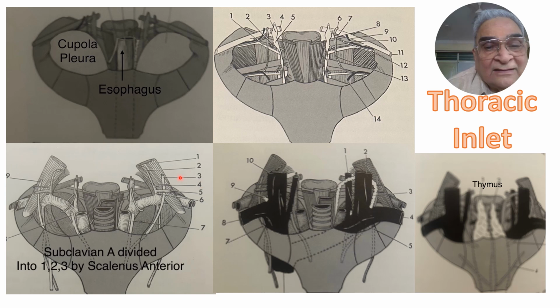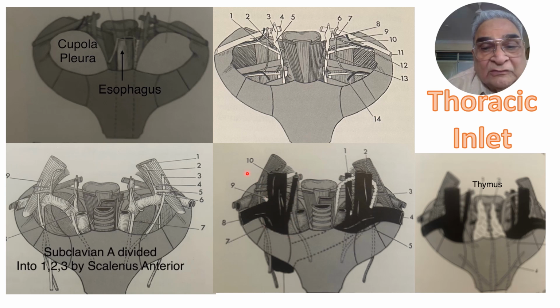Also behind the scalenus anterior is the brachial plexus emerging between the anterior and the medius and joining the artery. Now in front of the scalenus anterior is the subclavian vein, which gives connection to the internal and external jugular vein and the vertebral vein.